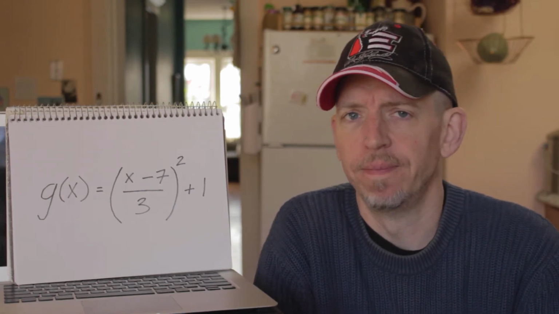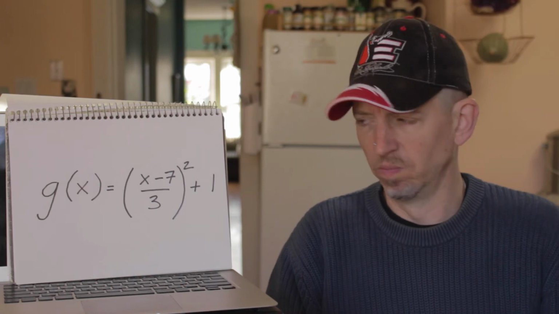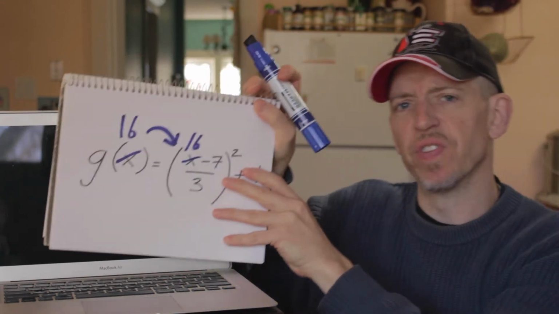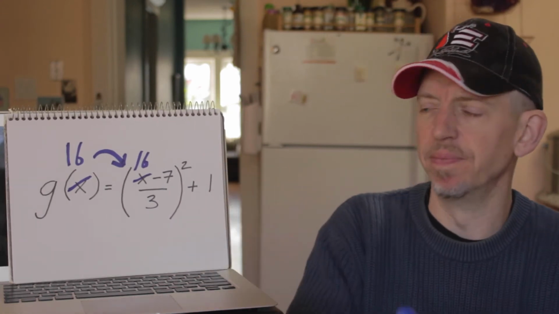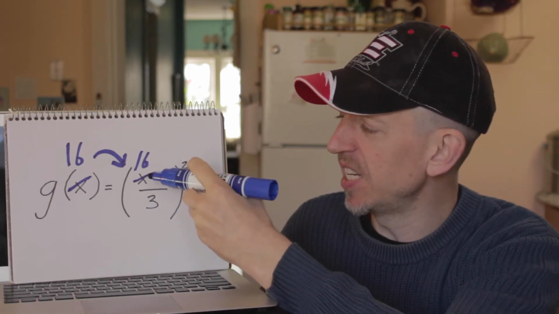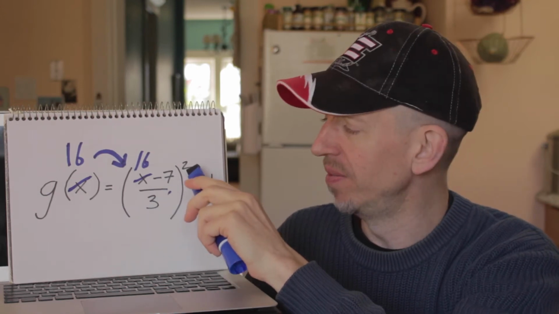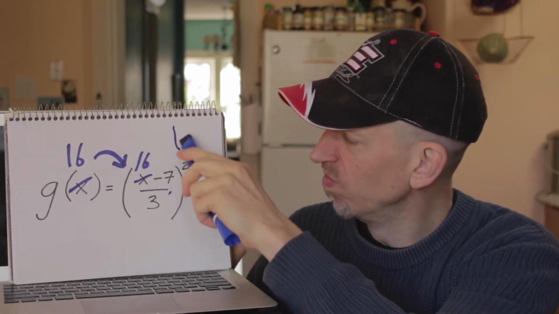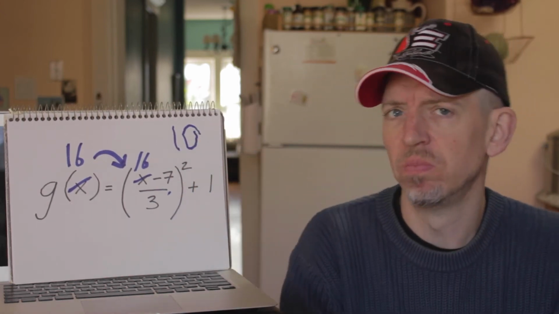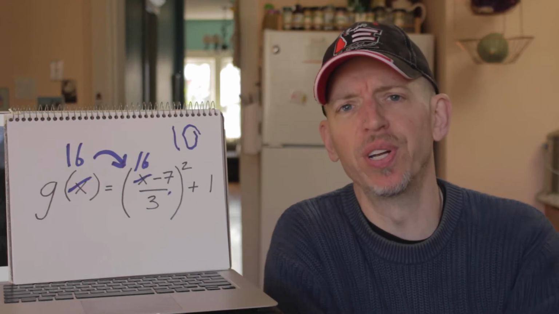Let's put a 16 in it. See what happens. Okay, right now, this function, it's got an input of 16. What's the output? Let's put it through the machine. 16 minus 7, that's 9. 9 divided by 3, that's 3. 3 squared, that's 9 again. Plus 1 is 10. Apparently, the output is 10. Input 16, output 10.